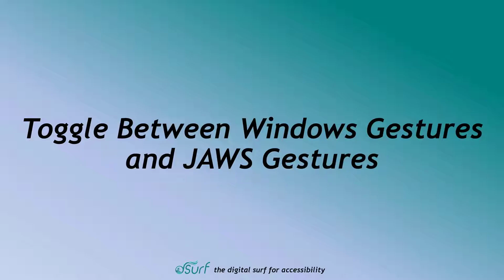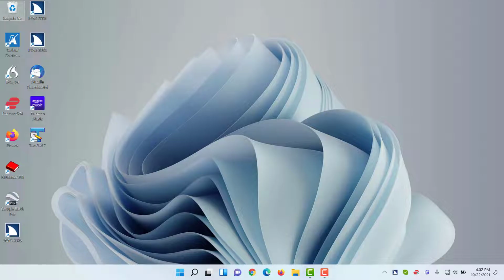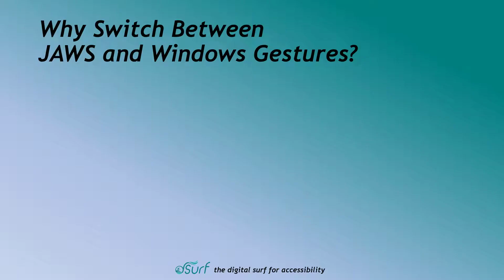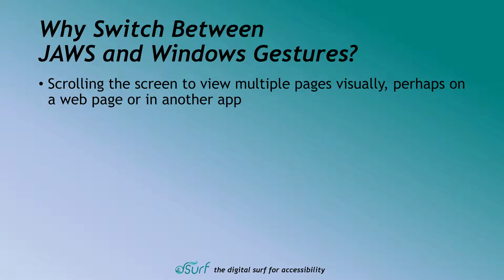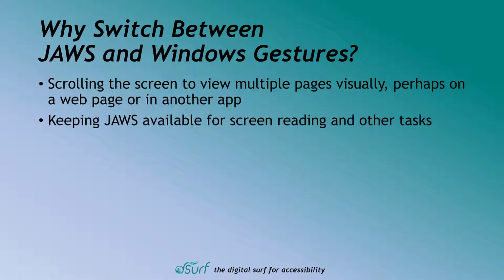Toggle between Windows gestures and JAWS gestures. Windows has built-in gestures. JAWS also has gestures. When it's running, JAWS controls all gestures. Why would you want to switch to Windows gestures while JAWS is running? A couple of reasons might include scrolling the screen to view multiple pages visually, perhaps on a web page or in another app. Keeping JAWS available for screen reading and other tasks.